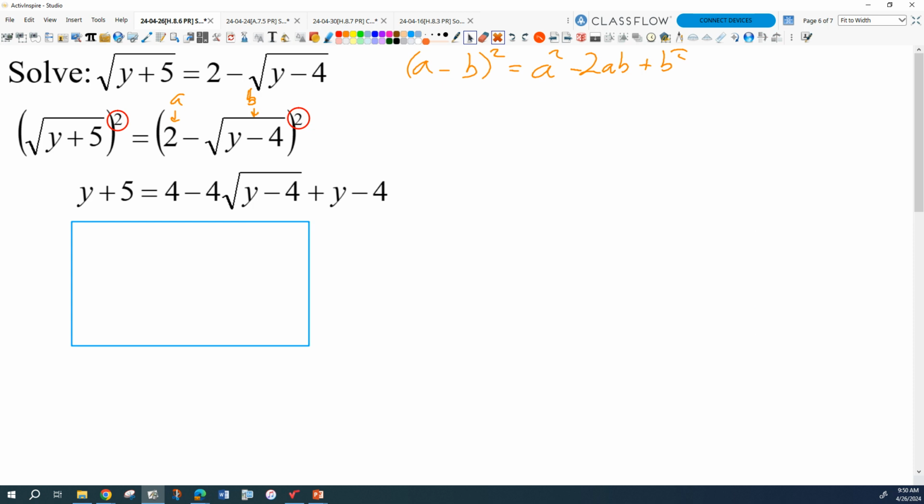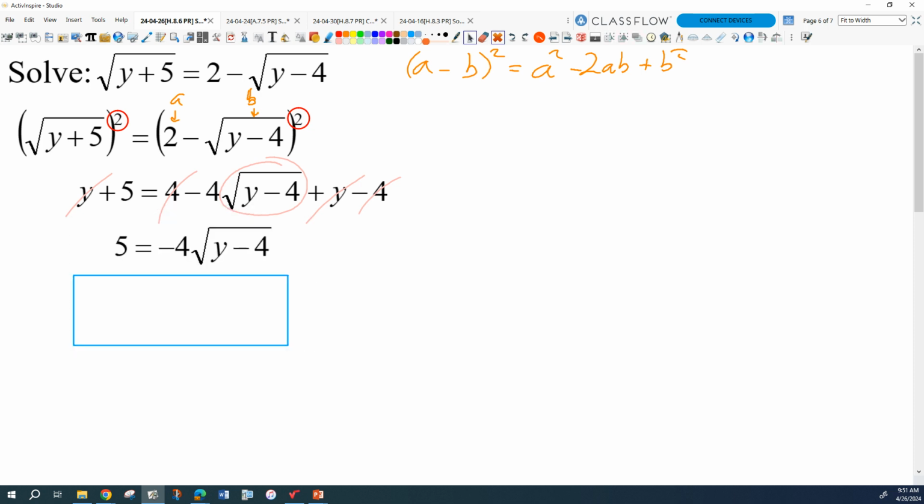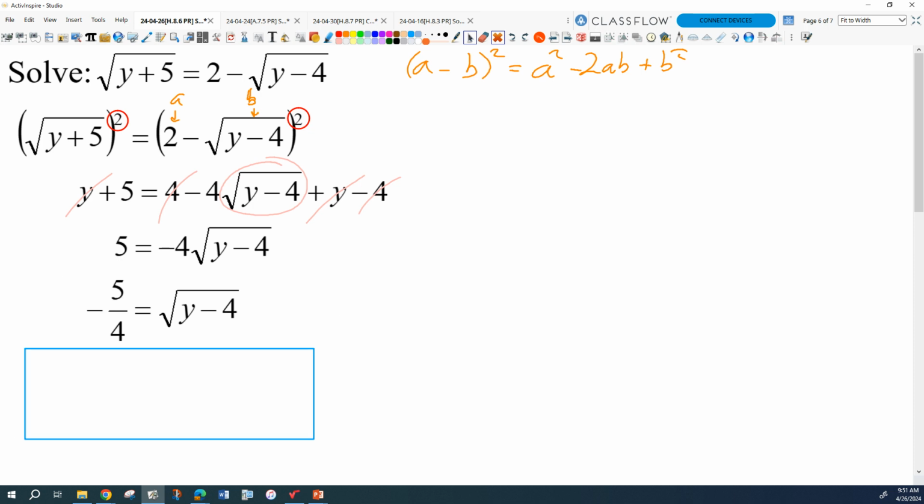Okay, everybody good? But notice when we do this, we've got another radical. So what am I going to have to do? Isolate it. So let's go ahead and collect all the like terms. I've got a 4 minus a 4. Some stuff cancels, right? That cancels with that. I could actually subtract those y's away from both sides. Those go away. And so I've really just got to divide by -4, right? To get that radical by itself. Okay, so if we divide by -4, we just get -5/4 equals the square root of y minus 4.